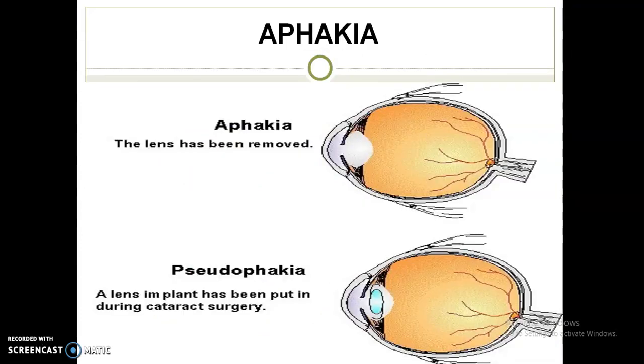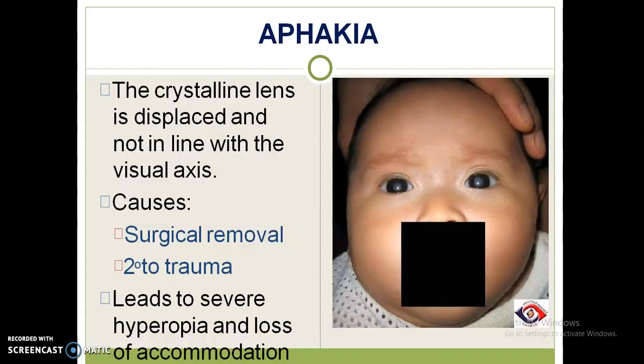Then aphakia means the lens has been removed. Pseudoaphakia means a lens implant has been put in during cataract surgery. In aphakia, the crystalline lens is displaced and not in line with the visual axis. The causes are surgical removal or secondary to trauma, and lead to severe hyperopia and loss of accommodation.